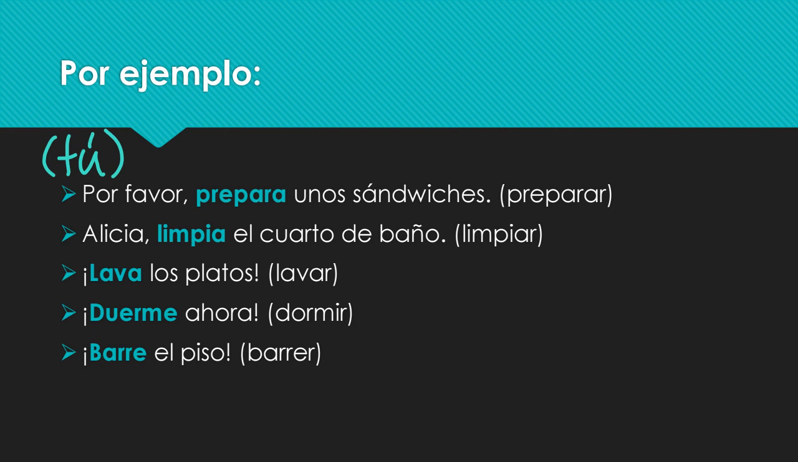All right. So the first one there, we're wanting to conjugate the verb preparar. We're wanting to command you to prepare something. Por favor, prepara unos sándwiches. So we just do one step. We take off the AR and we add the ending that we would put on our ella usted form of the verb in the present tense. Prepara. So it's only one step.